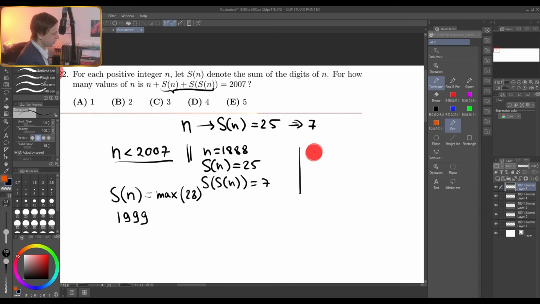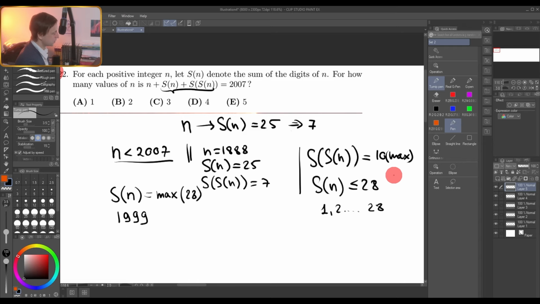Well, we are looking for the maximum value of s of n. We know that s of n, the sum of digits, is not greater than 28. So this will be the sum of digits of a number which is not greater than 28. Among the possible values 1, 2, and so on up to 28, which has the maximum sum of its digits? Obviously 19, so the maximum value is 10 here.